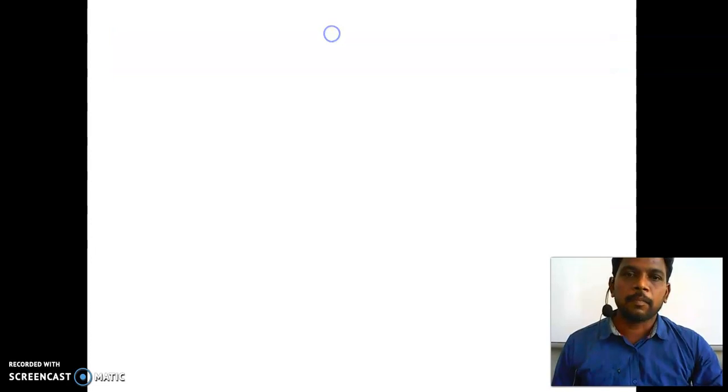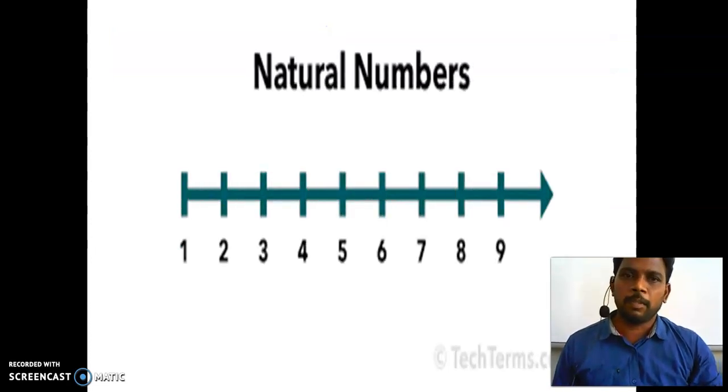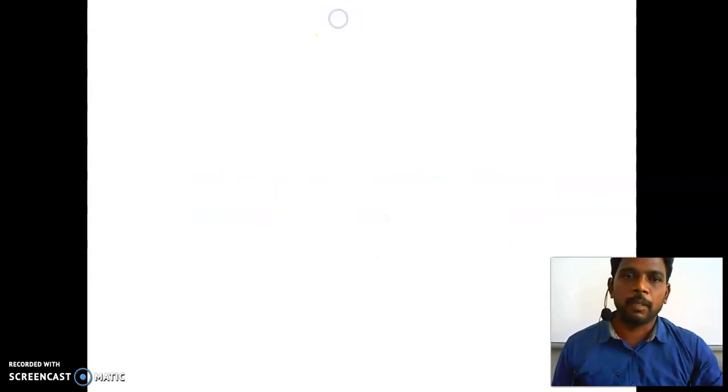And secondly, natural numbers. Natural numbers are nothing but a part of the whole numbers except 0. In whole numbers, we include 0 with the positive integers, but in natural numbers, only the positive integers without 0. So they are called natural numbers. And there are no negative integers there.